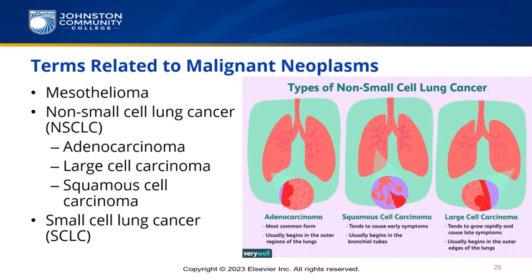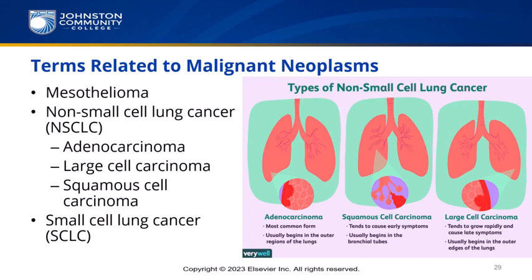Now let's look at some terms related to malignant neoplasms. Remember, malignant means cancerous. First, we have mesothelioma, which is a rare malignancy of the pleura in the respiratory system and other protective tissues that cover the internal organs of the body. This is often caused by asbestos. Much more common is the group of non-small cell lung cancers. These are most often caused by smoking, secondhand smoke, radon, asbestos, and air pollution.